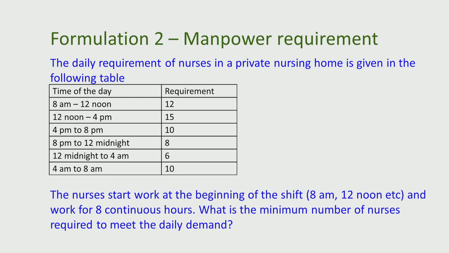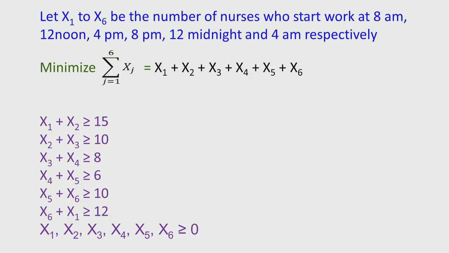So, that is how the 8 consecutive hours are coming. So, the problem is how many people start working at the beginning of these 6 time slots such that we have minimum total number of people working and we are able to meet the requirement or demand of each of these time slots. Since there are 6 time slots, we have 6 variables, and we define these variables as x1 to x6. So, x1 to x6 is the number of nurses who start work at the beginning of these 6 slots, which is 8 a.m., 12 noon and so on.